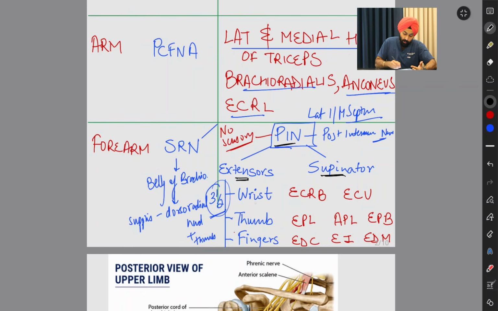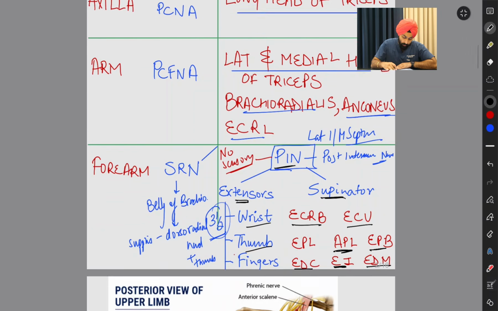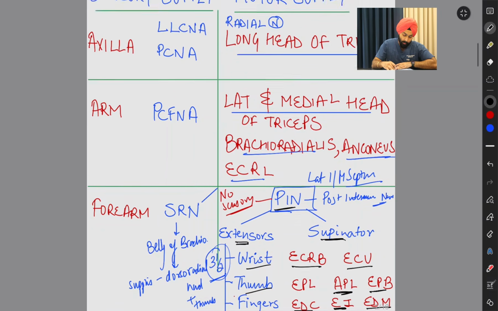In extensors, we have wrist extensors, thumb extensors, finger extensors. Wrist extensors: extensor carpi radialis brevis, extensor carpi ulnaris. For the thumb: extensor pollicis longus or EPL, abductor pollicis longus, extensor pollicis brevis. For the fingers: extensor digitorum communis, extensor indicis, and extensor digiti minimi for the little finger. Okay, so this is more or less about the course.